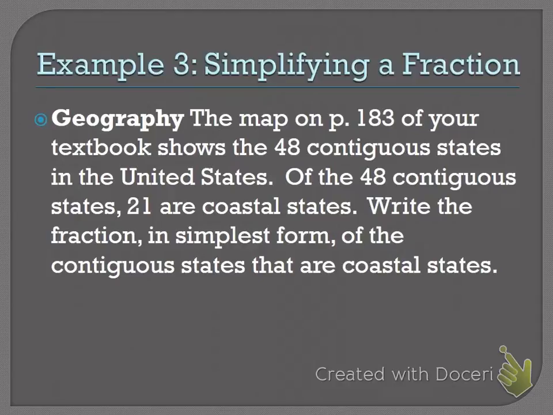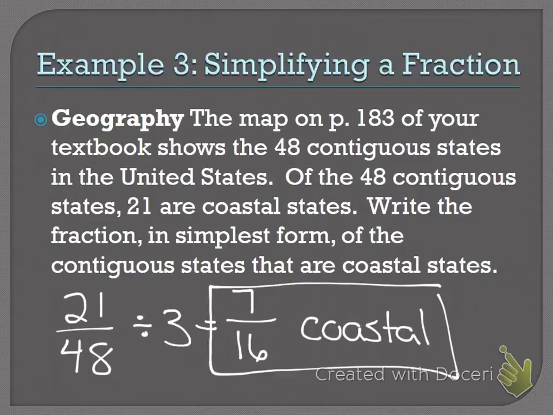Coastal to contiguous. What is it? 21 over 48. Is that reduced? I'm gonna check. It's not. And if you're not sure, put it in your calculator. Calculator will tell you if it's reduced all the way. So for every 16 states, 7 of them are coastal.